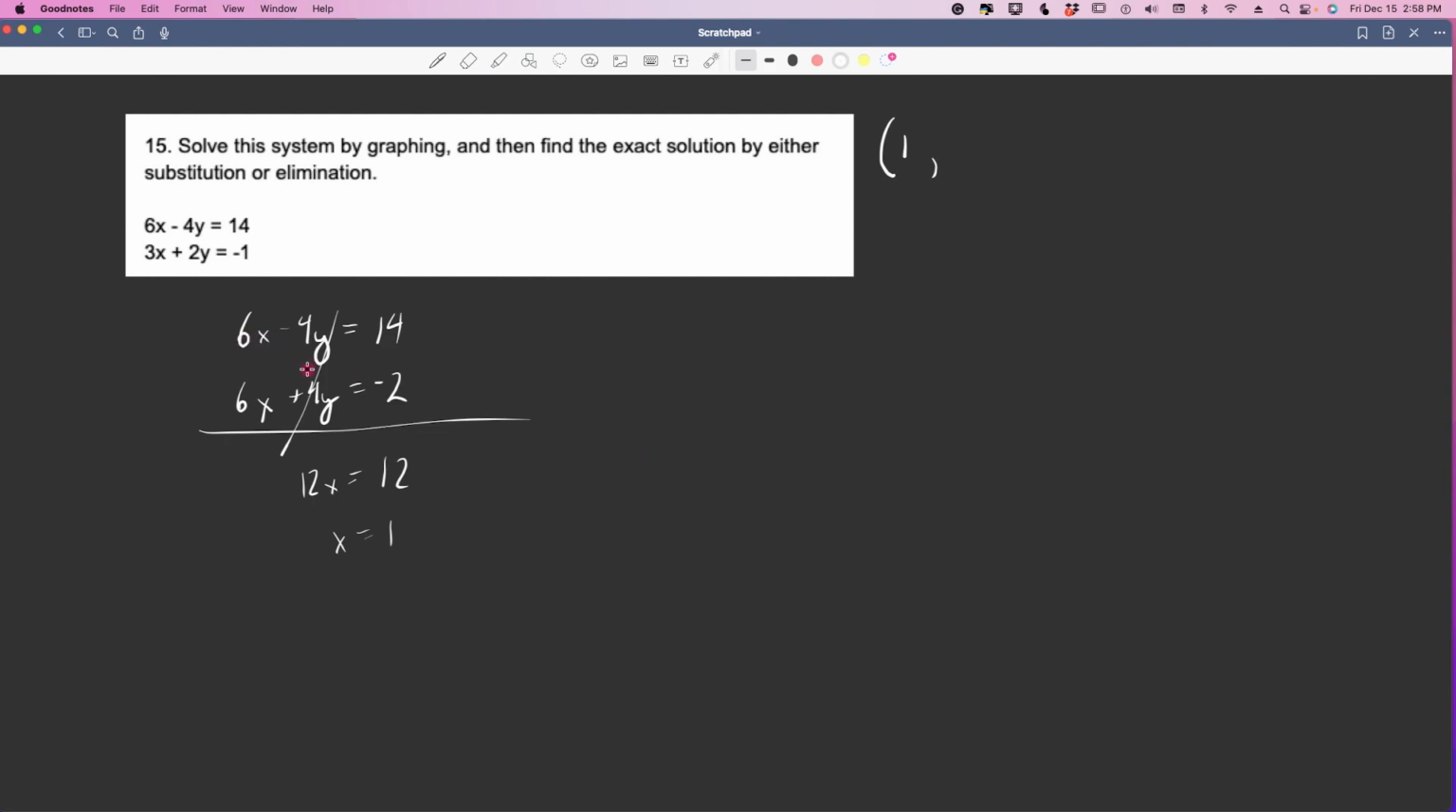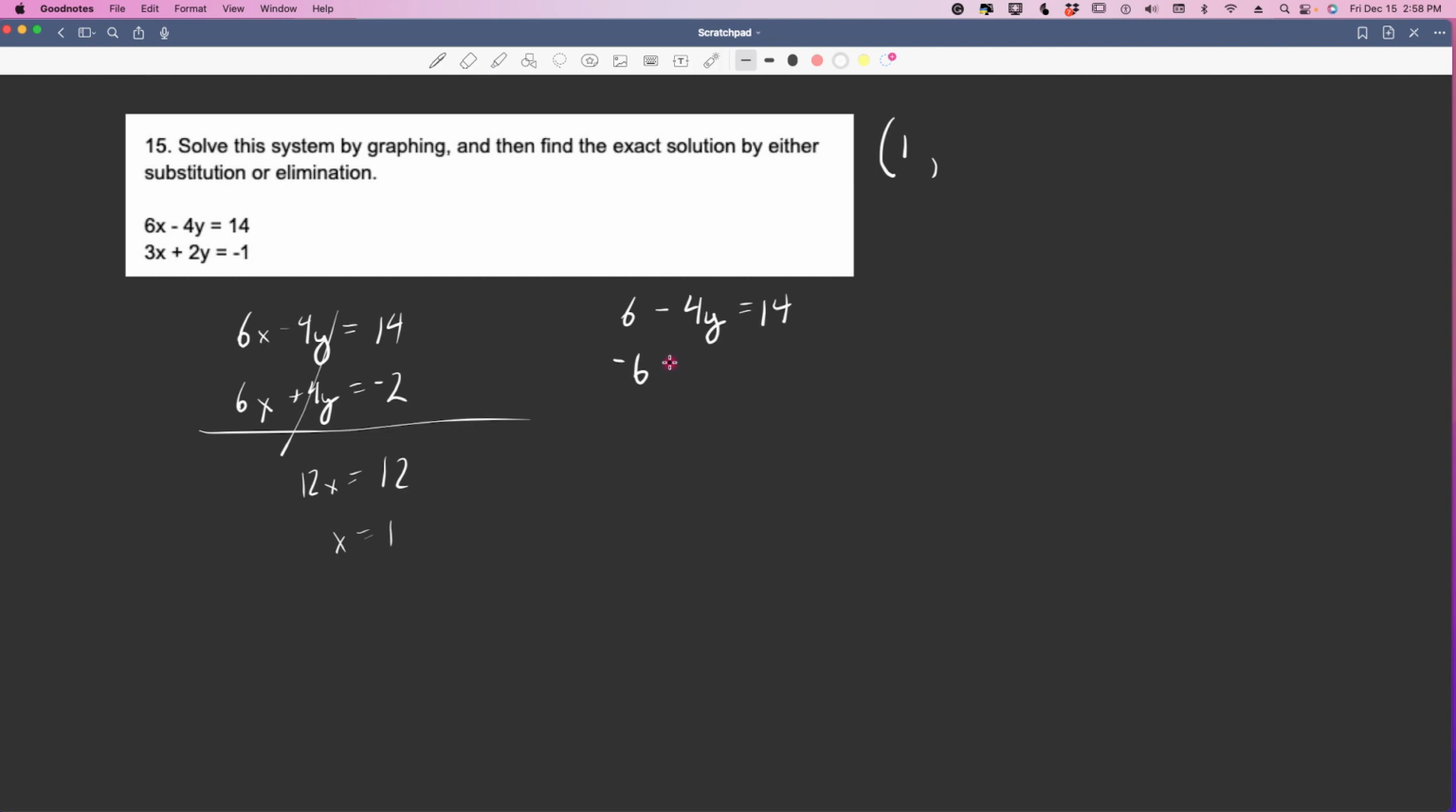So I should be able to sub that in. 6 minus 4y is equal to 14. Minus, oh, that's what I did. I wrote negative 14. That was my mistake. All right, that makes more sense.